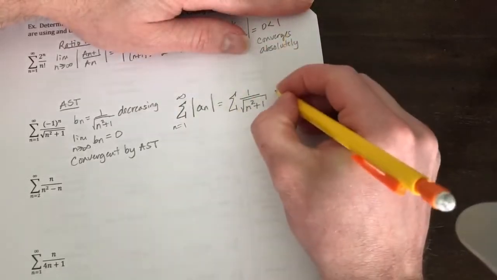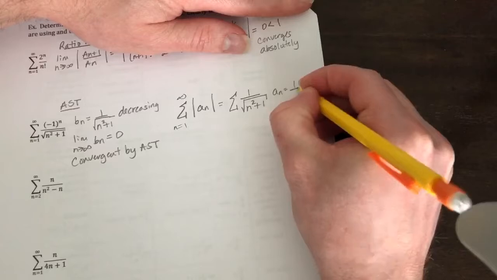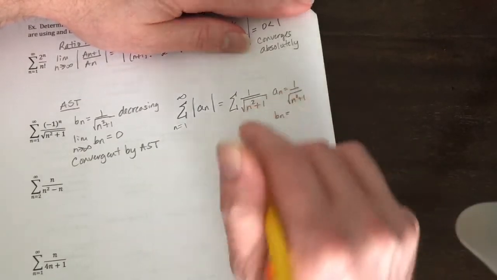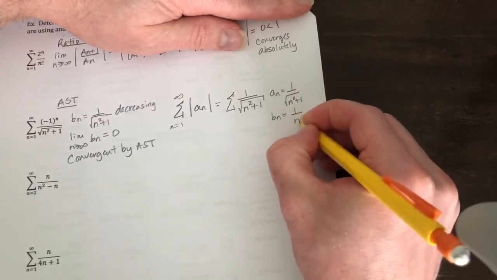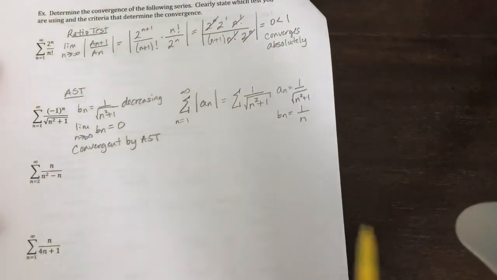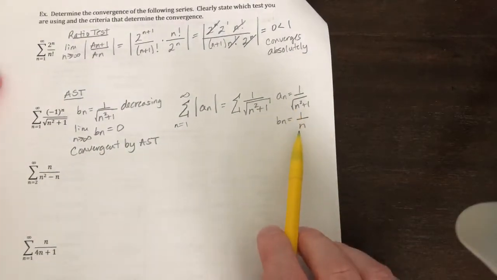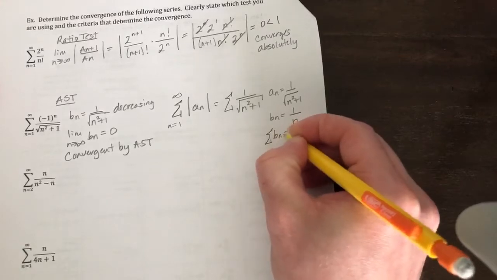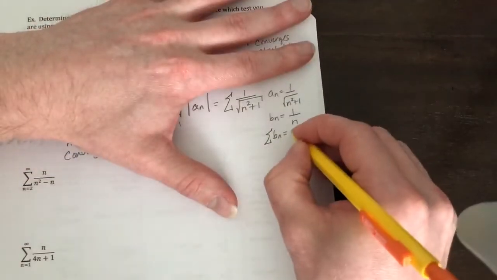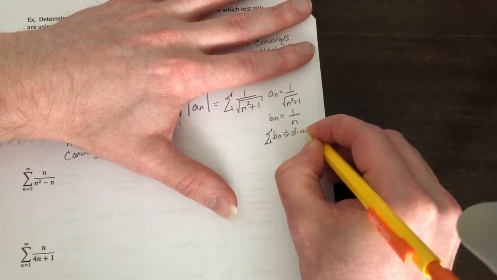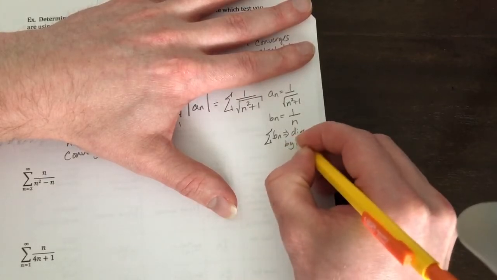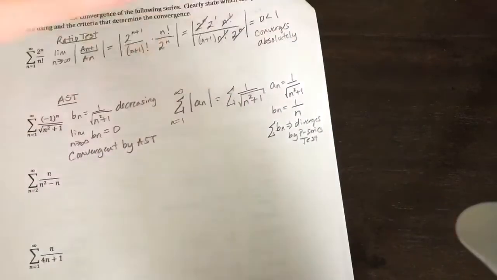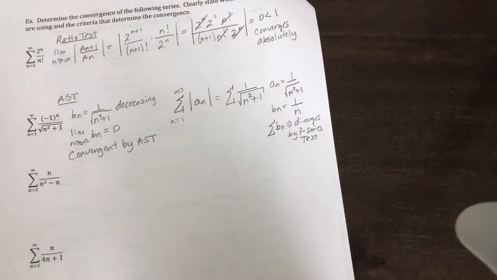For most of these, it works out pretty good. So your a sub n is square root of n squared plus 1 on the bottom. Your b sub n is what we're comparing it to, so it's going to compare to 1 over n. Okay? Square root of n squared gives you the n, so that's what we're going to compare it to. Now, we know that the series of b sub n diverges by p-series test, because your p is less than or equal to 1.